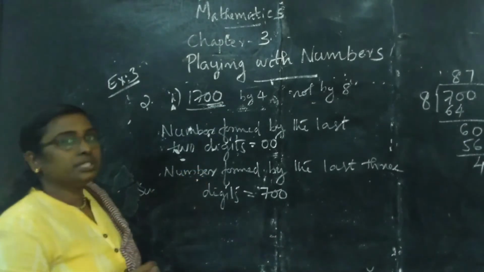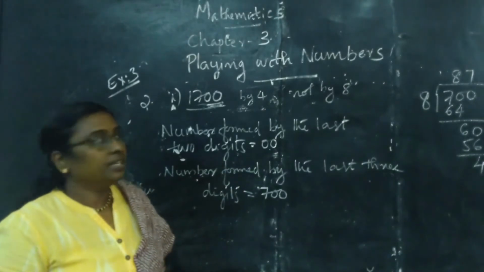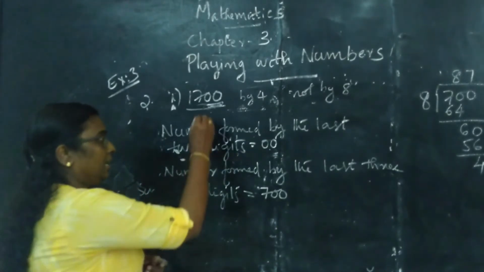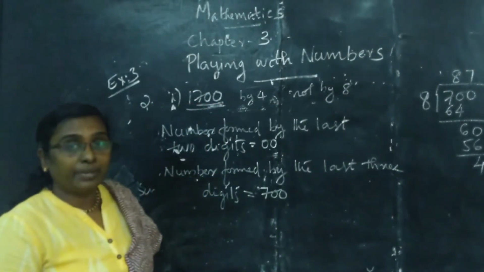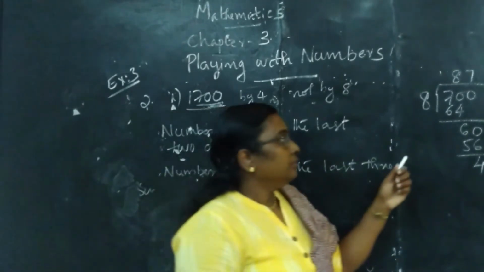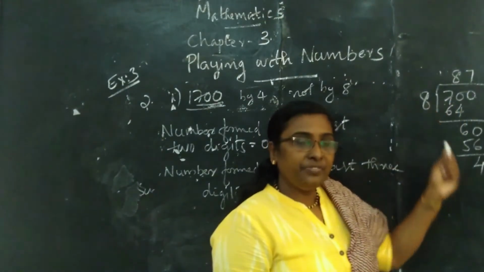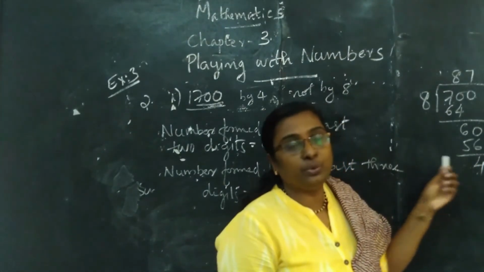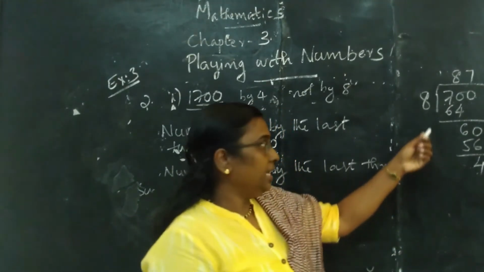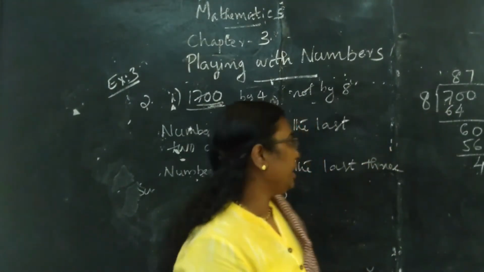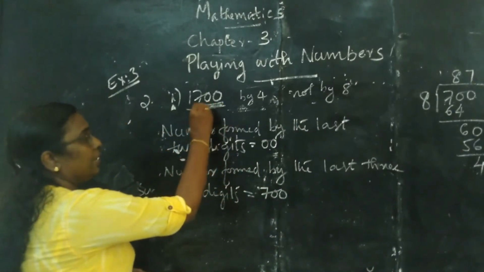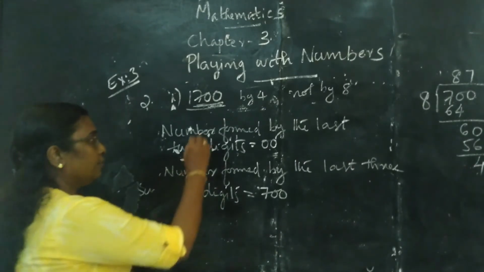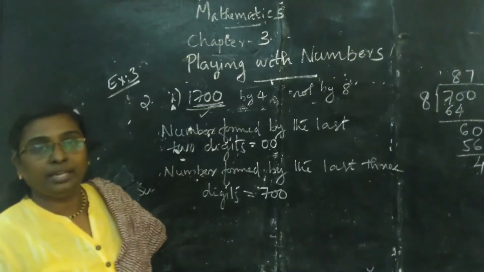The next one, to check whether it is divisible by 8. For that, we take the number formed by the last 3 digits. Here the last 3 digits form the number 700. While dividing 700 by 8, we get a remainder. Here the remainder is not 0. There is a remainder 4. From that, we can say that 700 is not divisible by 8. Look here. The number formed by the last 3 digits is not divisible by 8. Therefore, the given number is not divisible by 8.